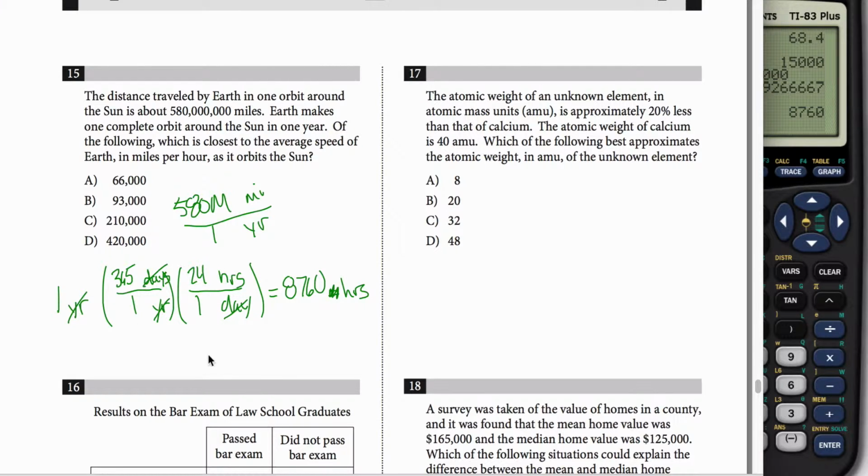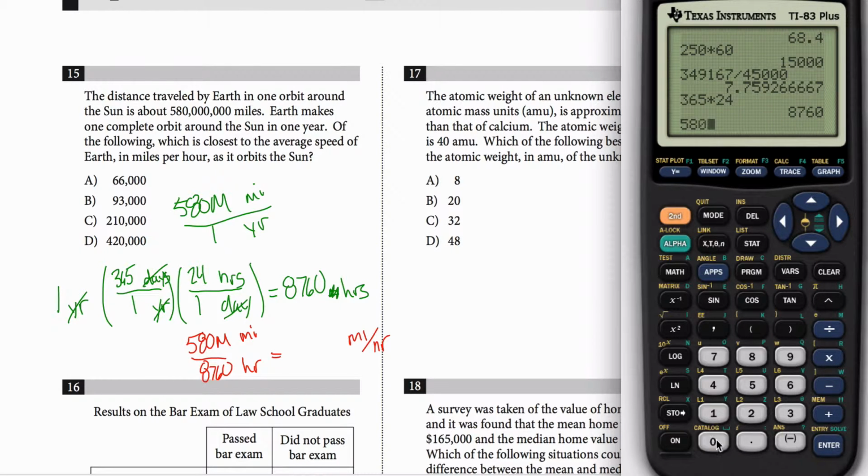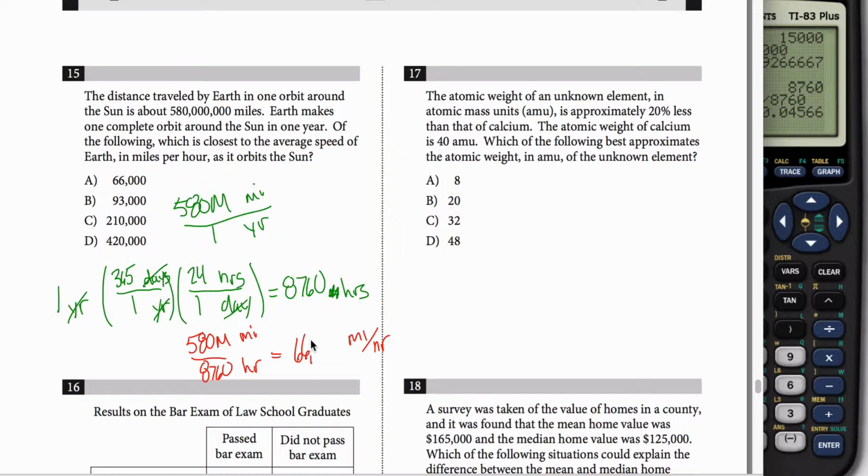So really what I'm trying to figure out is 580 million miles divided by 8,760 hours gives me how many miles per hour? Well, let's see, 580 million divided by 8,760 hours gives me 66,210 approximately, which is damn near A here, so my answer would be A.